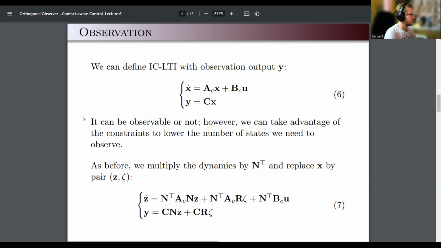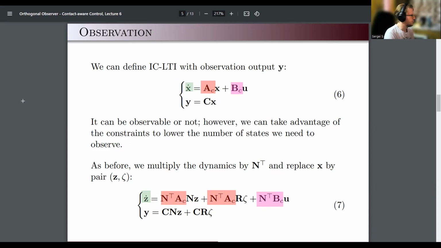Now we start to approach this problem in the exact way as we did before, by multiplying the dynamics by N transpose. So we multiply this equation by N transpose. Here is x dot multiplied by N transpose, here is A C multiplied by N transpose, and here's B multiplied by N transpose. So this is the first step.